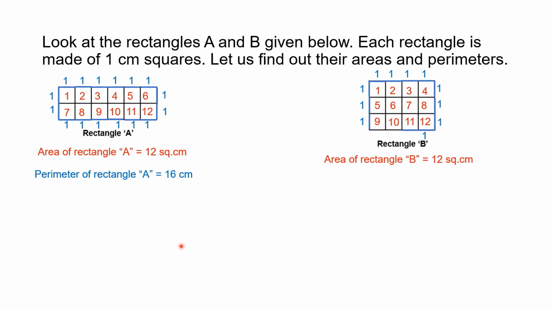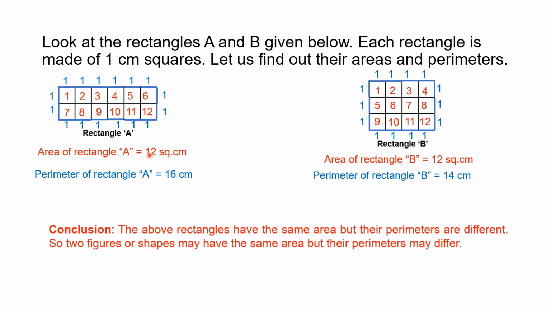Now observe the results carefully. Area of rectangle A is 12 square centimeters and area of rectangle B is also 12 square centimeters. The area of both the rectangles is the same, but the perimeter of rectangle A is 16 centimeters and perimeter of rectangle B is 14 centimeters. But their perimeters are different. Areas are the same, but their perimeters are different.